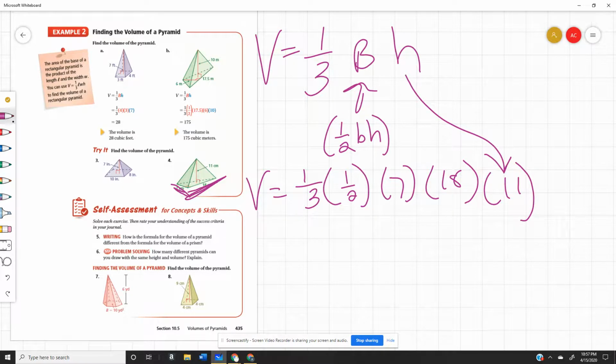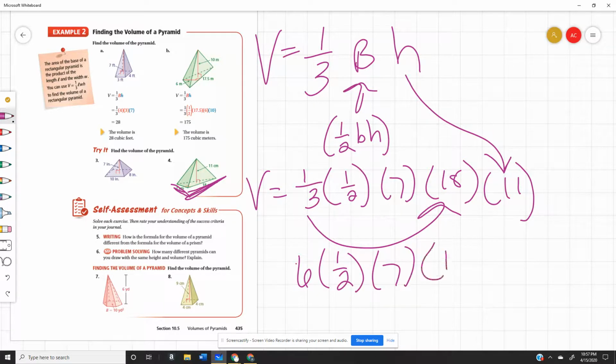Okay? So let's look at ways I can make this easier. What can I divide by 3? What's divisible by 3? Well, 18 is divisible by 3, and that's 6. So then I have 6 times 1/2 times 7 times 11. 6 times 1/2 is 3. So 3 times 7 times 11. 7 times 11 is 77. And 77 times 3, I'm just going to use the calculator, is going to be 231.